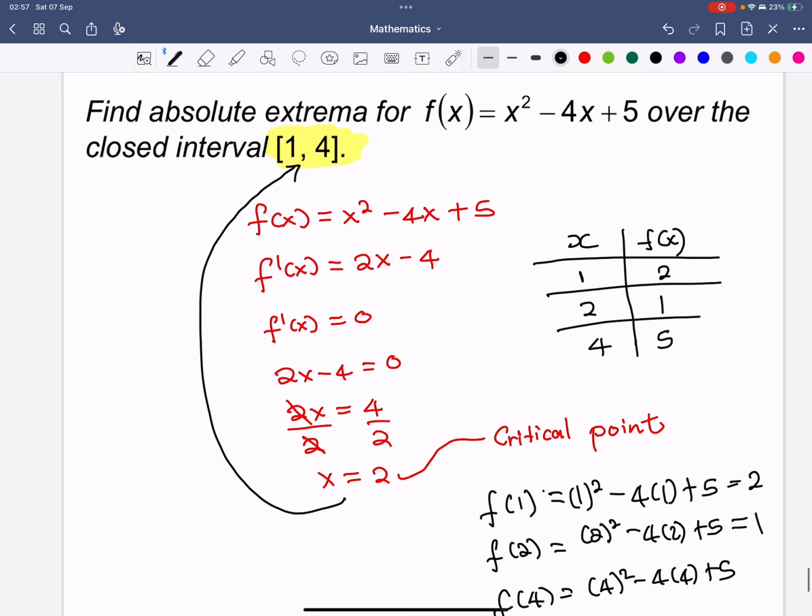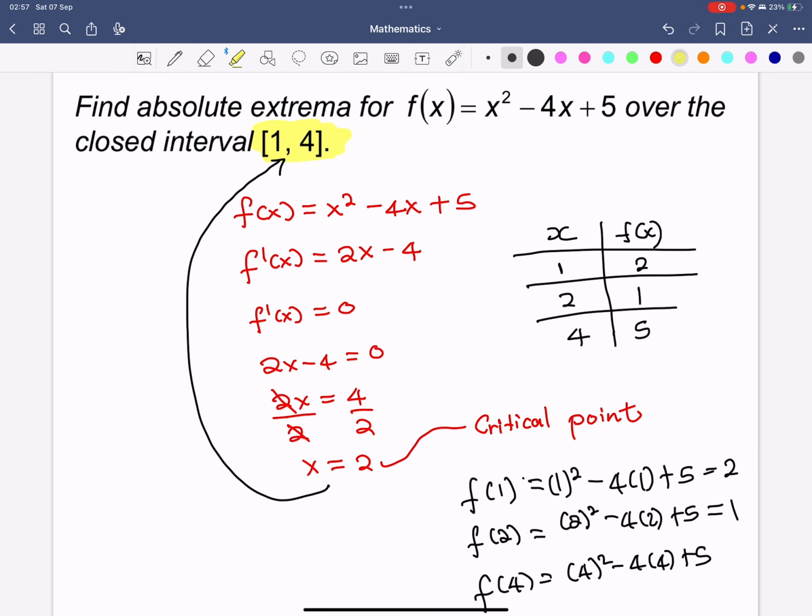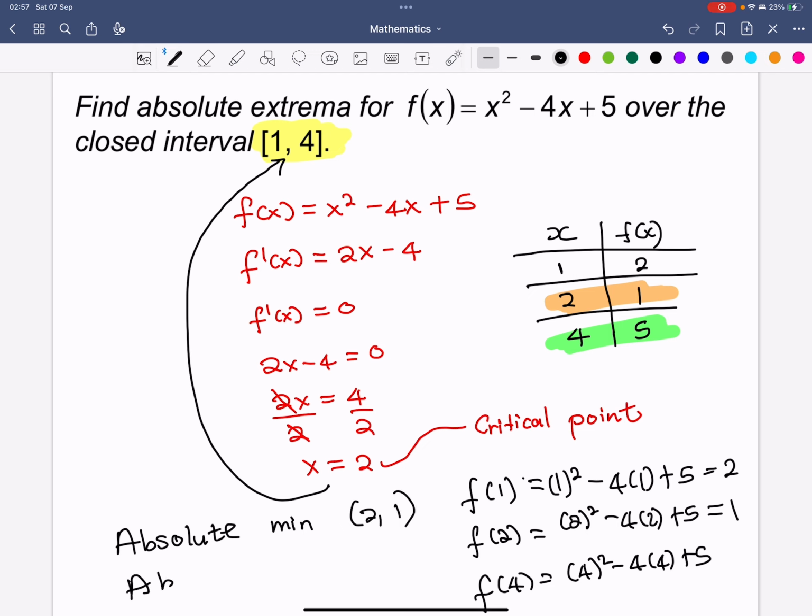In this case, we have found the critical point, and we can see here we have our maximum at this point, and our minimum at this point. So in this case, our absolute min would be 2 and 1, and our absolute max would be 4 and 5. Yeah, so that's how you find your extrema.